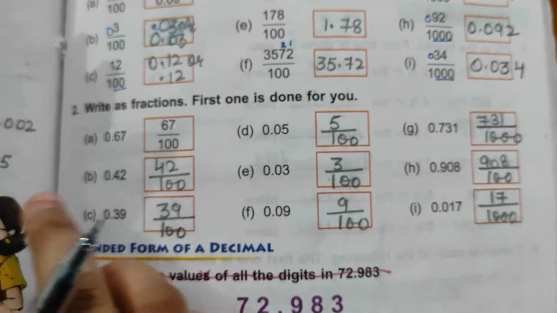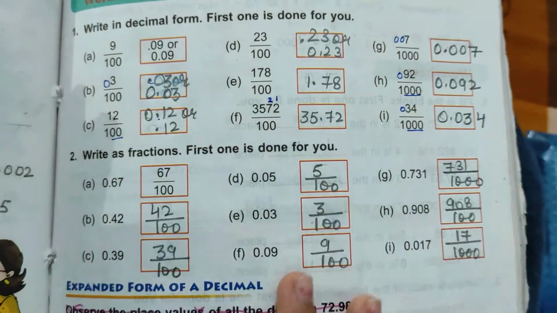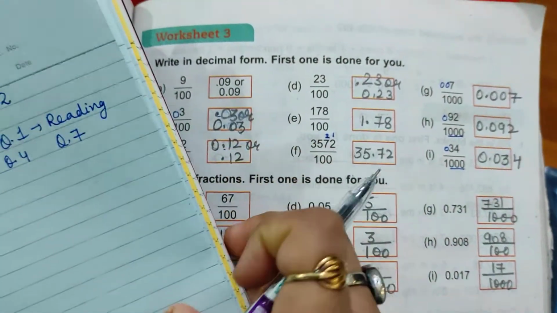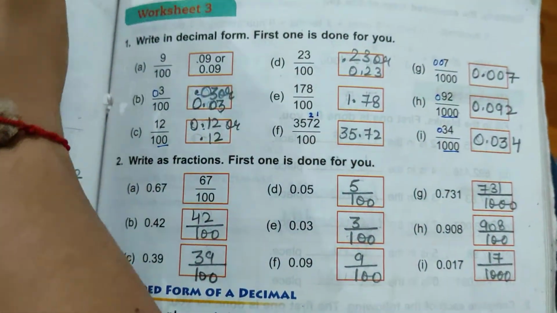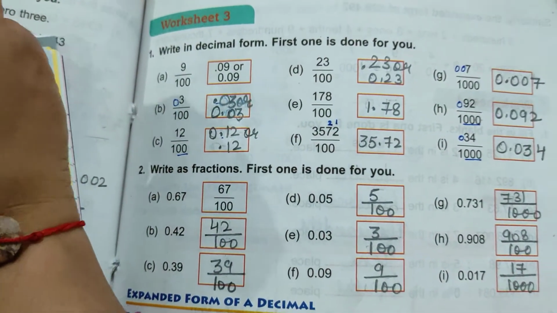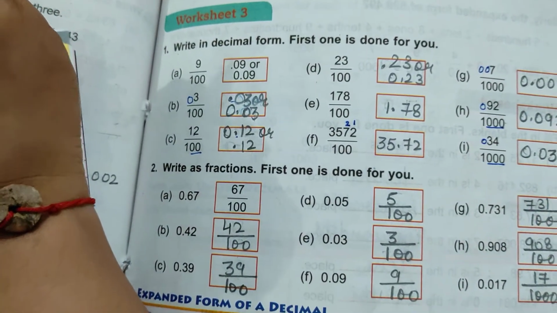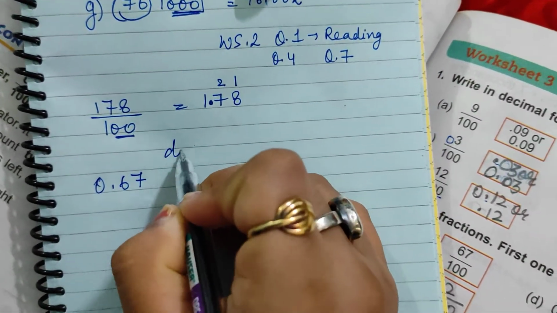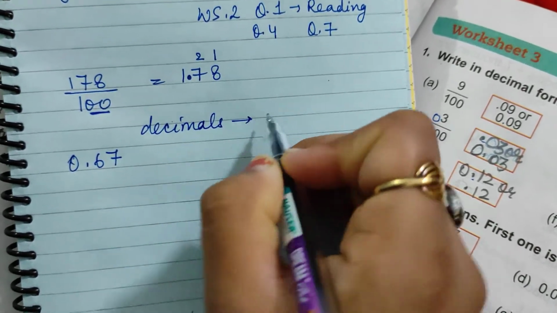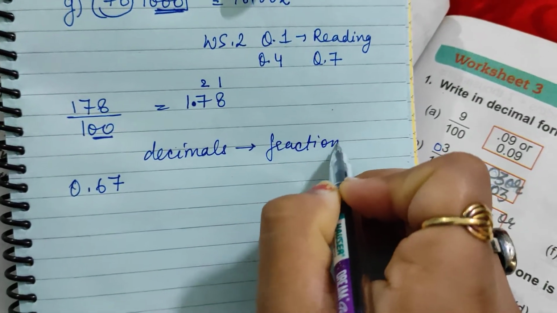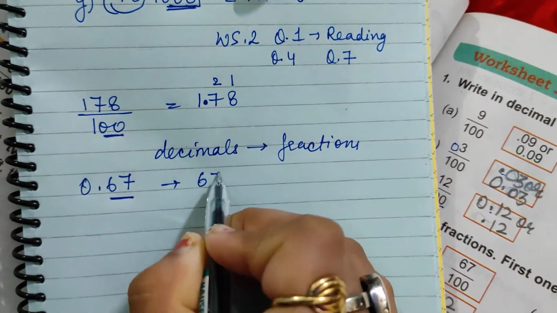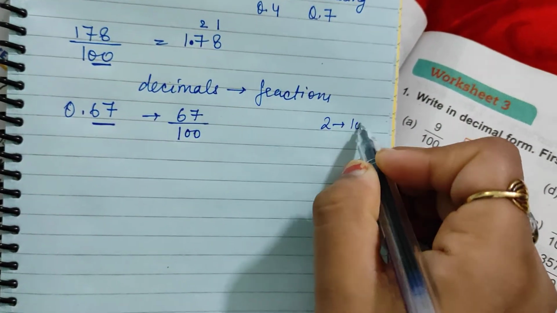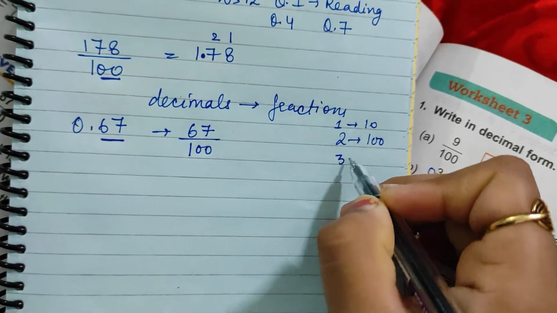Now coming to question 2. These all are the same, only the worksheets are different. In this, I need to convert the decimal into fractions. While converting decimals into fractions, we need to count again the number of digits. But where will we count the number of digits? In the decimal part. So there are two digits, so two zeros will come in the denominator, meaning 100 will come. Two zeros means 100, 1 zero means 10, and 3 zeros means 1000.